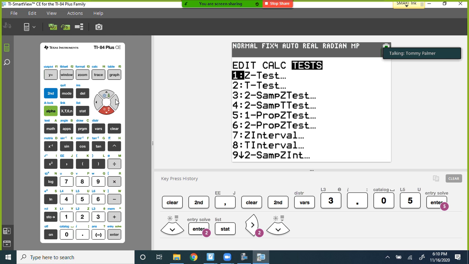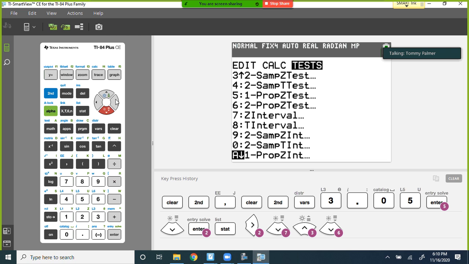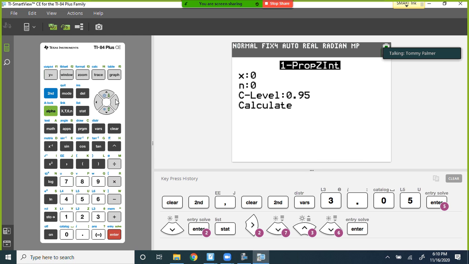So if we go down, it's not this one, okay? And it's not this one. It's not number 5, a one proportional Z test. That's for hypothesis, right? We need to go all the way down here to guess what? A one proportional Z interval. That's a confidence interval, right? Watch this. Boom. What's our X's? What did it say our X was? Did it say?